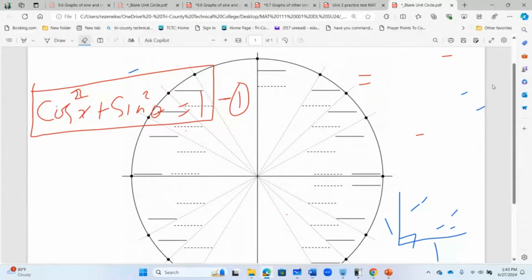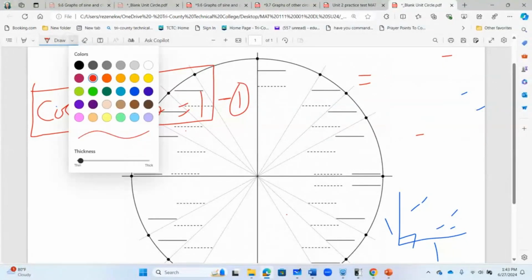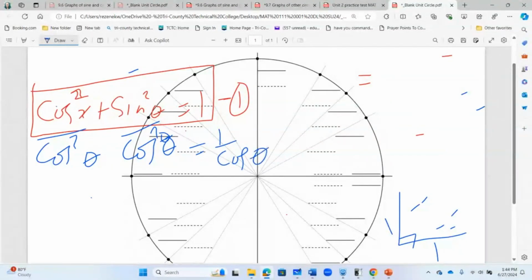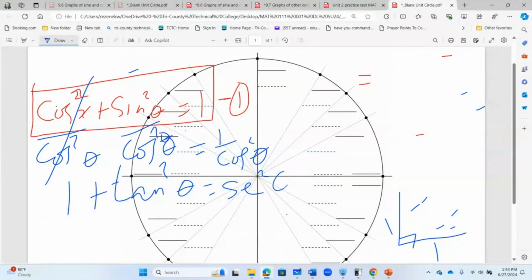Okay, suppose I decide to divide all through by cosine squared theta. So I divide this by cosine squared theta, divide this by cosine squared theta, divide 1 by cosine squared theta. What do I have? This cancels. Sine squared theta over cosine squared theta gives tangent squared theta, plus 1 here. And 1 over cosine squared theta is sec squared theta. So this is another identity.